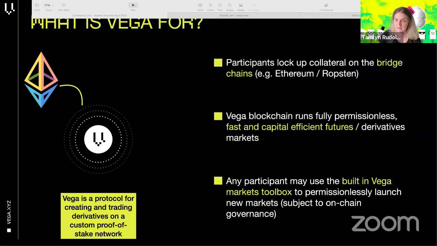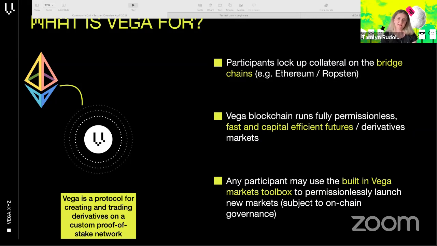And then the Vega protocol is, as we said, a blockchain, and it runs fully permissionless, very fast and very capital efficient derivatives markets. And the first implementation is cash settled futures. So when you hop onto the Vega testnet, you'll see a bunch of markets. They're cash settled futures markets. So just keep that in mind. They're not spot markets. They're not options markets. They're cash settled futures markets.